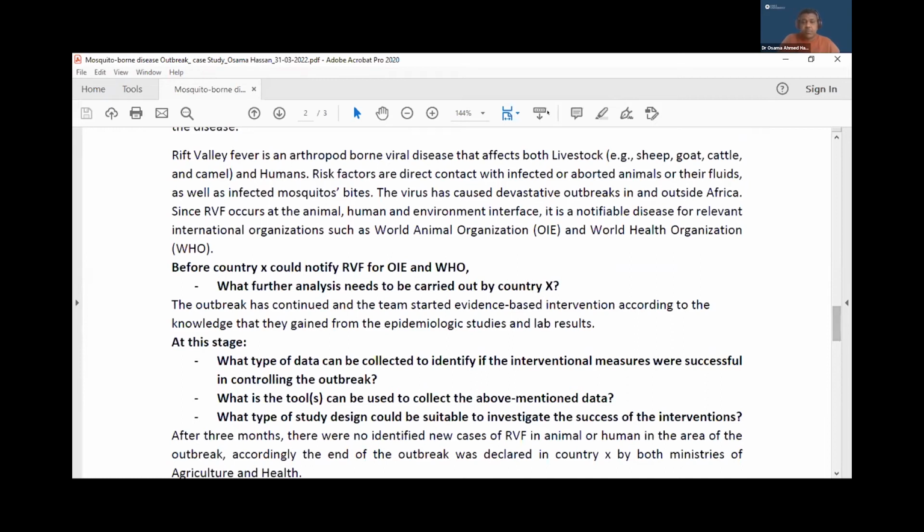Okay, let me have a look at the chart. Ecological analysis, okay. Serological tests and mosquito identification, perhaps some molecular studies such as PCR, yes. Okay.